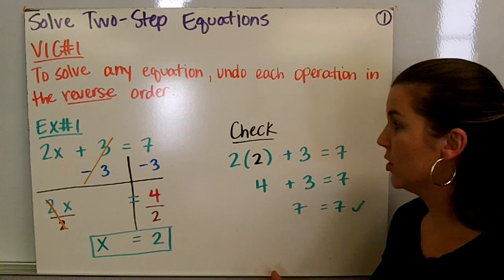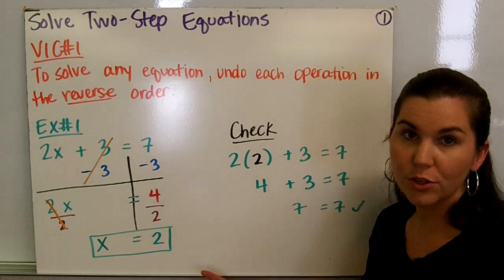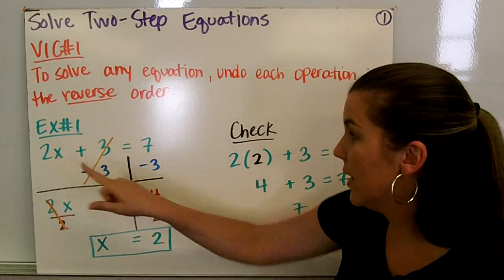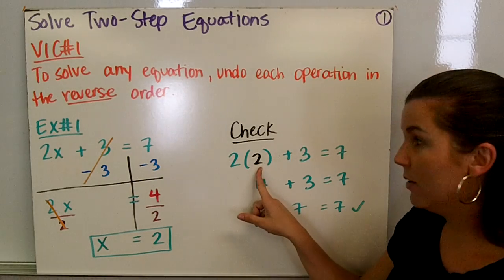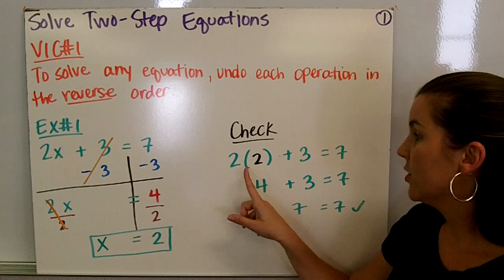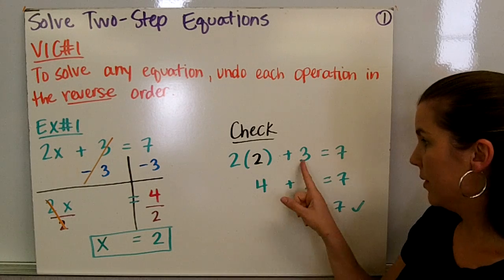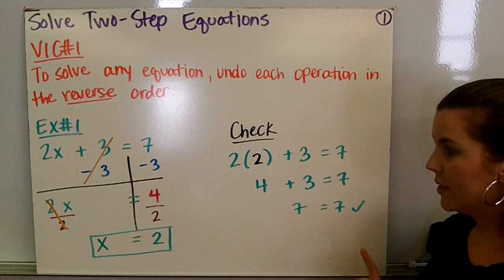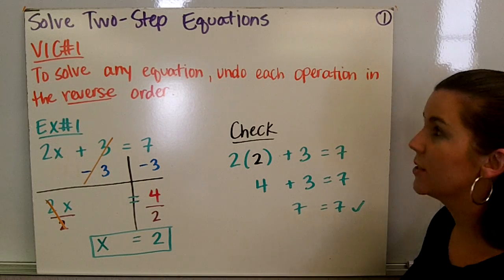You can check your answer by substituting into the original problem wherever x was with your numerical answer. So x was right here, and I took it out and I put parentheses and I plugged in the 2 that I got for my answer. 2 times 2 is 4, carry down the plus 3, and 4 plus 3 is 7. 7 is equal to 7, so my answer worked.